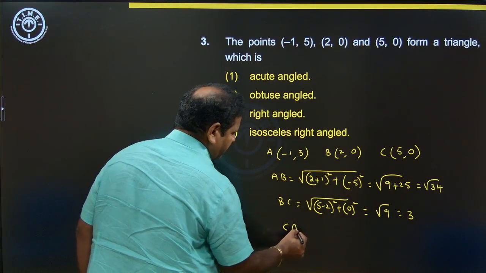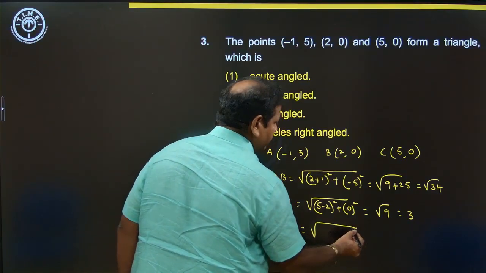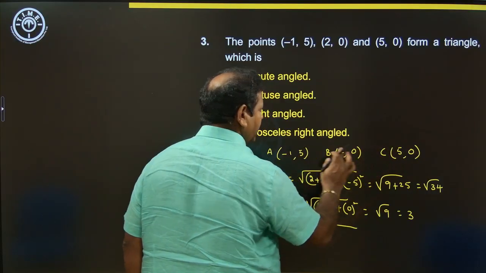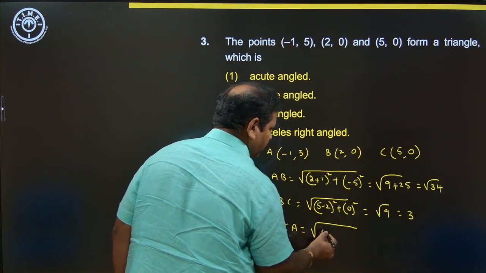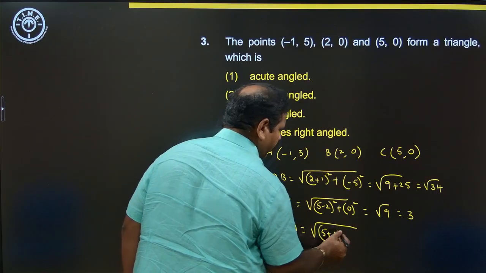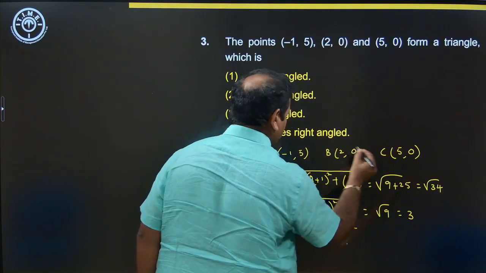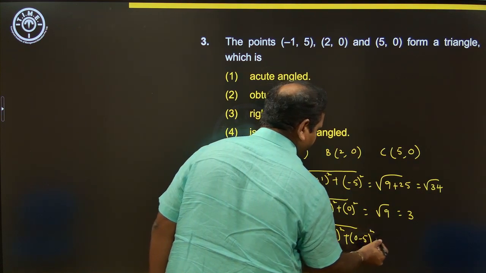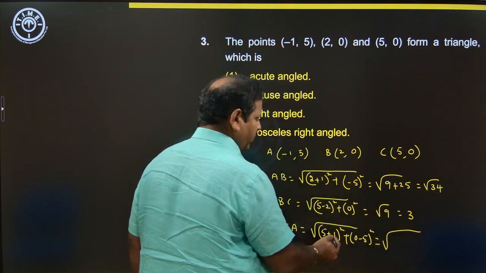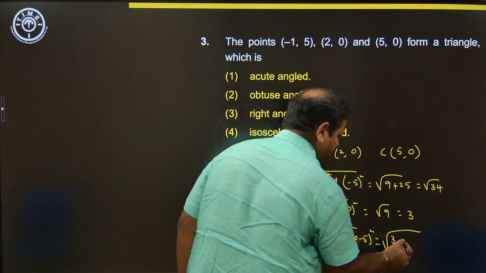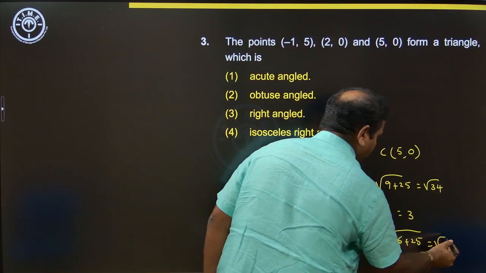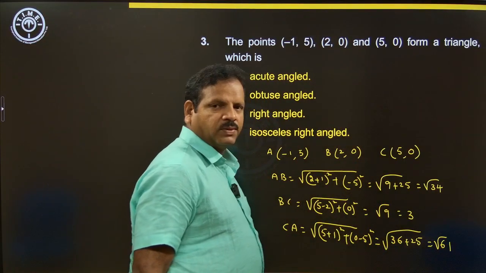Now the distance between C and A. What is the distance between C and A? CA distance is (5 minus (minus 1)), 5 plus 1 whole square, plus (0 minus 5) whole square, which is nothing but 5 plus 1, 6 square is 36, this is 25. Is it root 61? Yes. What do you observe from this?